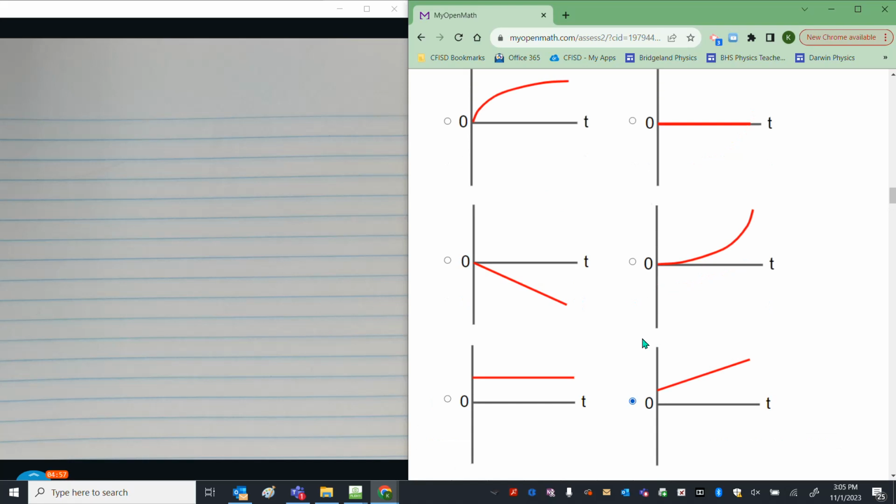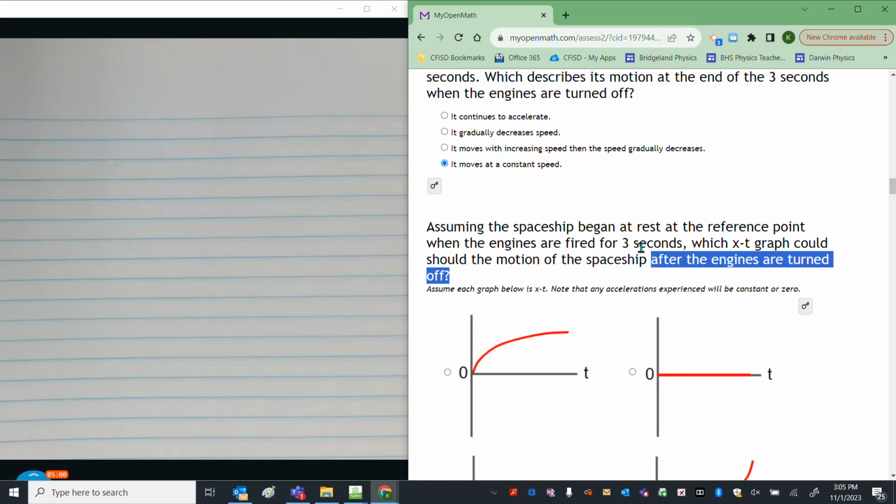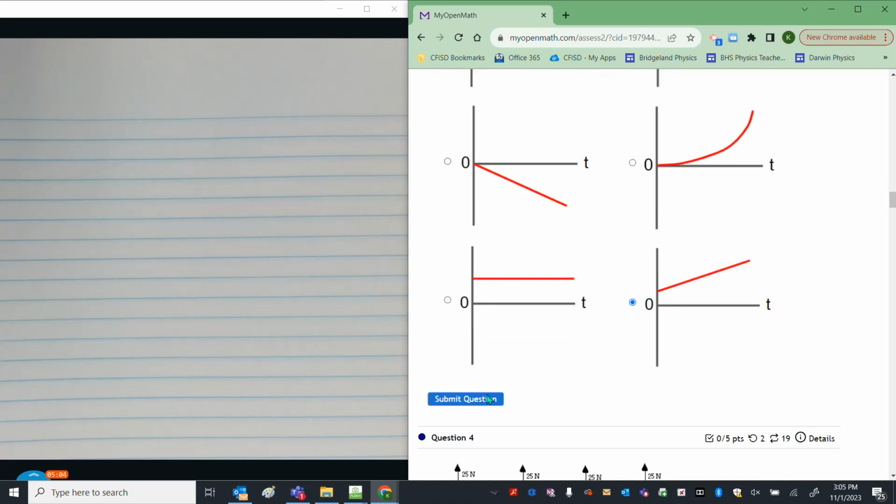And again, this is 3 seconds after it was moving, so it's already moved away from that reference point. So this is the answer I'm going to select.